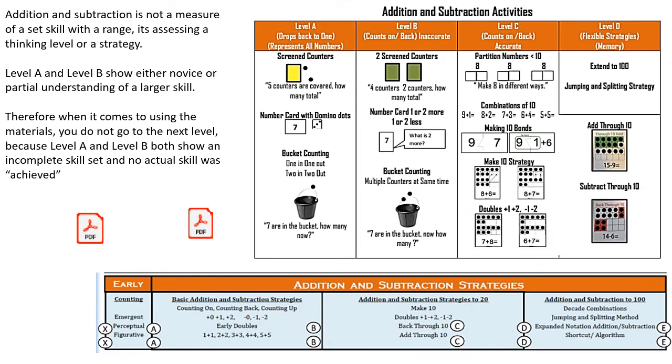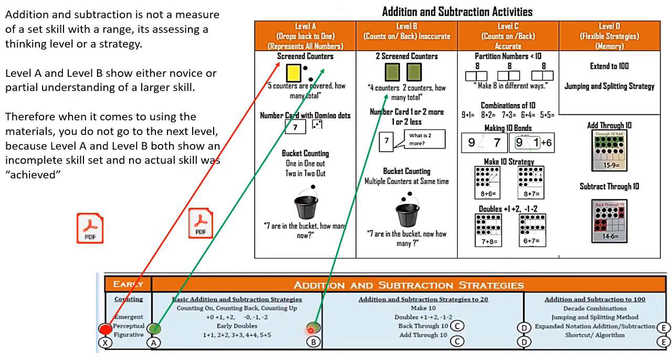Now we're going to take a look at the leveled activities guide for addition and subtraction and build on top of what we just went over. Remember, when you have a student at the starting level, level X, or level A, you're going to be working in level A, because level A is an incomplete skill. It means they're either dropping back to 1 or representing all the objects, or they're not even able to do that. Because they're using that low level of thinking, we're going to instruct them at level A.